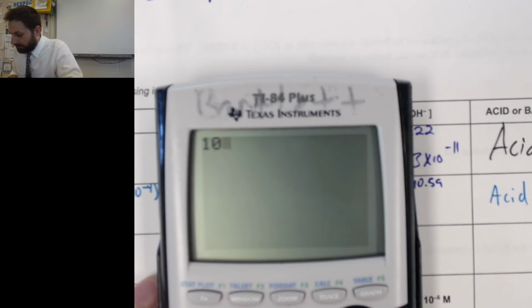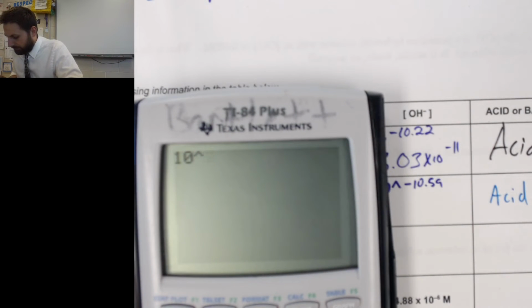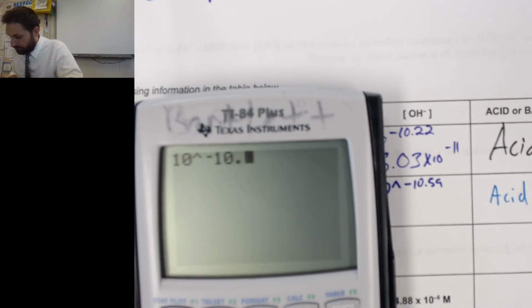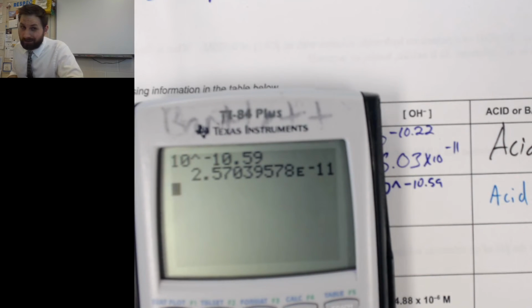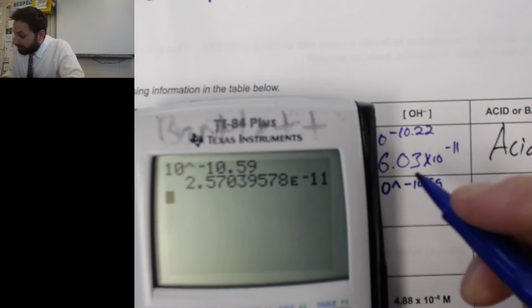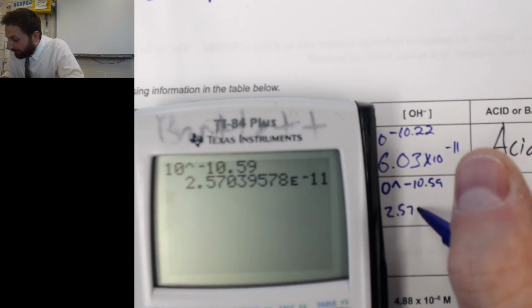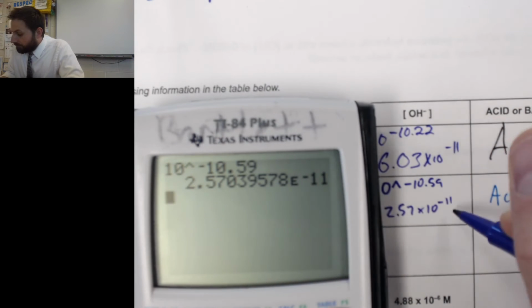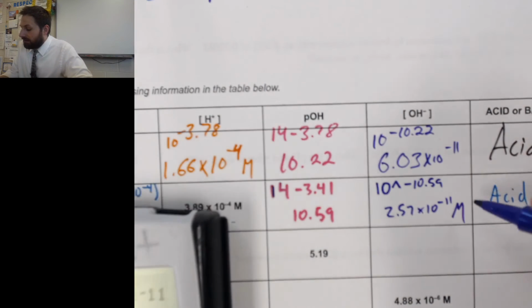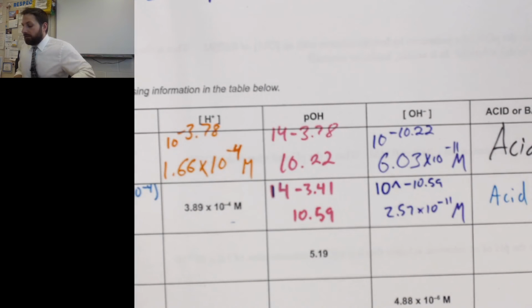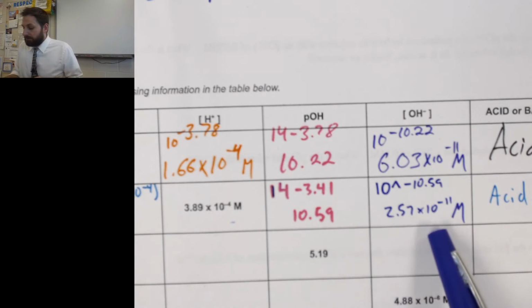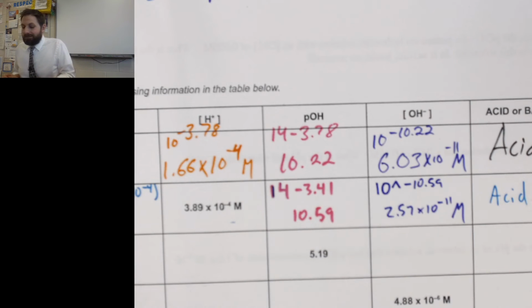So I'll do 10 caret because I like carrots. Baby carrots are not as good as the regular ones. You get 2.57 times 10 to the negative 11. Remember, that is in concentration. That is molarity concentration. All right, that is a very small molarity, right? 0.00000. That's a lot of zeros. All right, you guys good with that?